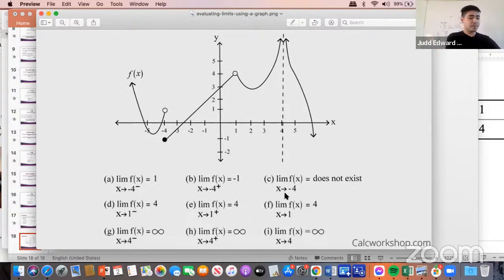Sige nga. Paano kung negative 4 na lang? Iba yung value ng negative 4 from the left, saka iba yung value ng negative 4 from the right. Di ba sabi nyo kanina, yung value ng negative 4 from the left is positive 1, tapos yung value ng negative 4 from the right is negative 1. Eh ano naman ngayon, pag tinatanong ka nung middle limit or center limit, which is only negative 4, what will be the limit?